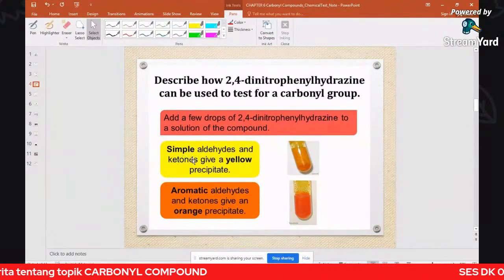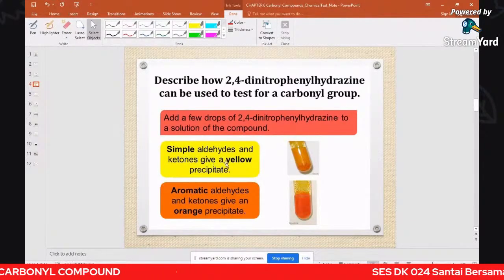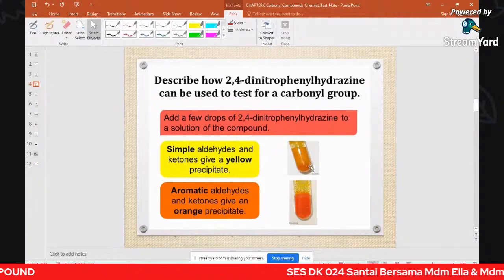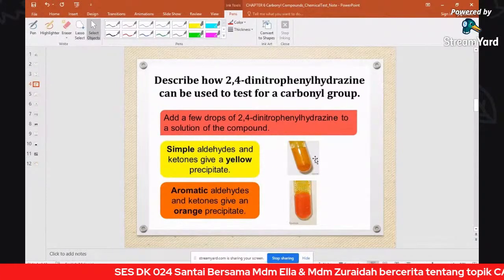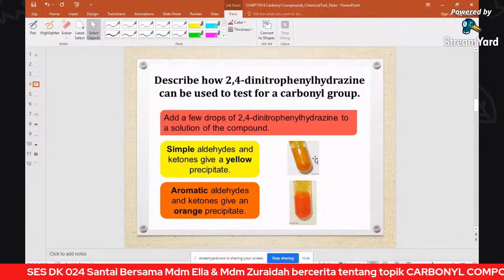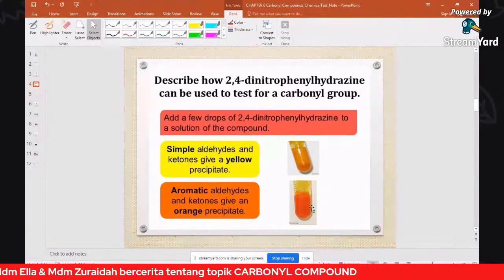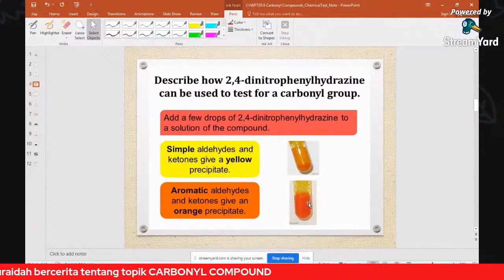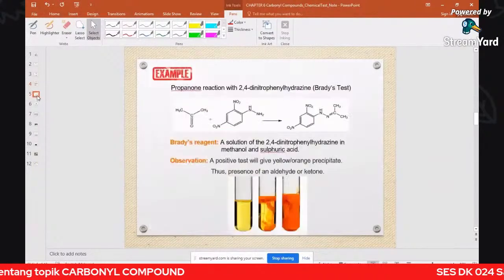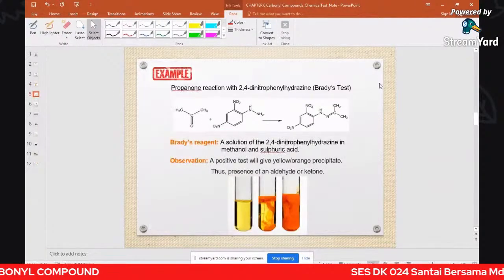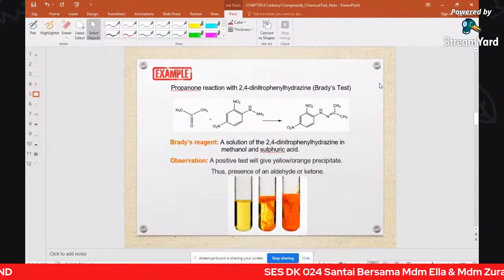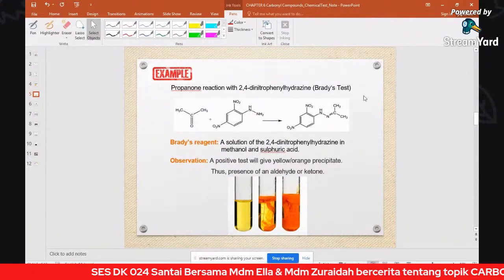Simple aldehyde and ketone will give us a yellow precipitate, and aromatic aldehyde and ketones will give orange precipitate. So satu yellow, satu orange. Kalau kita dapat salah satu ni kelas, kita dapat positive result for Brady test. Example for the chemical test for carbonyl, we use propanone reaction with 2,4-dinitrophenylhydrazine.